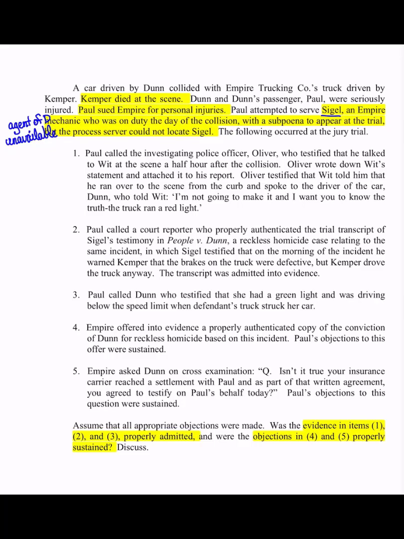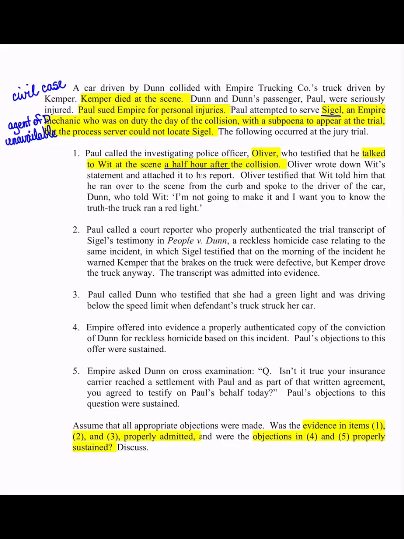Okay, call 1. Paul called the investigating police officer, Oliver, who testified that he talked to Witt at the scene a half hour after the collision. That half hour is going to be important, or they wouldn't have given it to us. That's a half hour after the startling or exciting event. Oliver wrote down Witt's statement and attached it to his report.